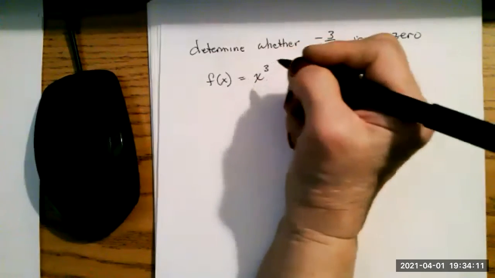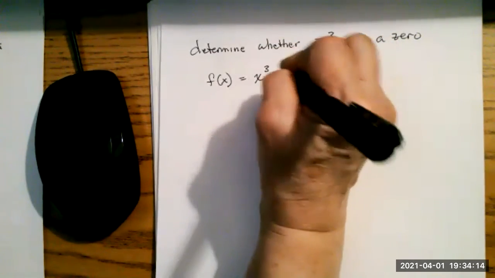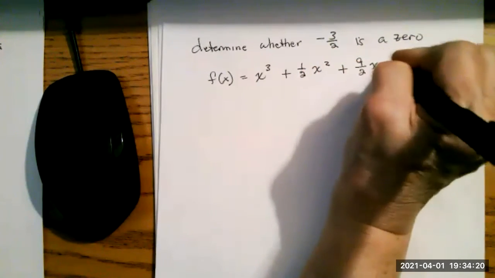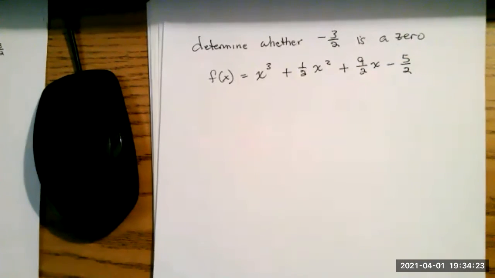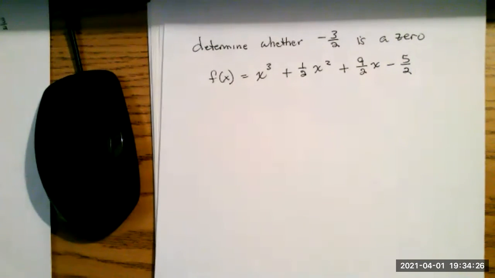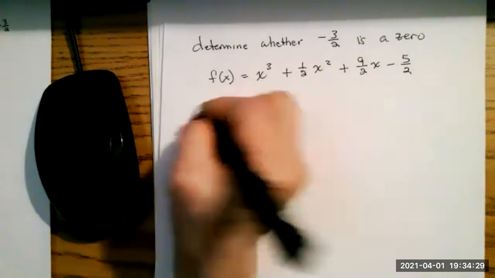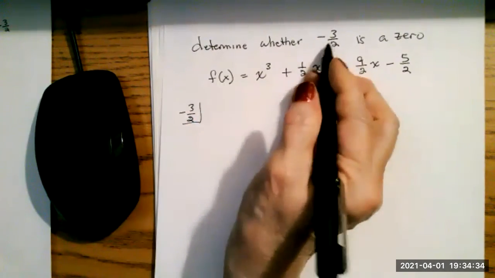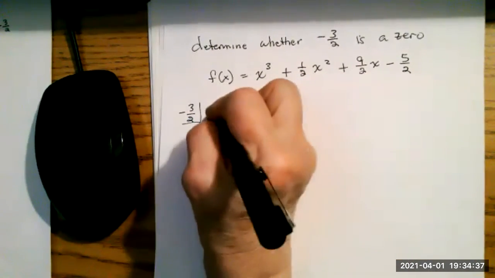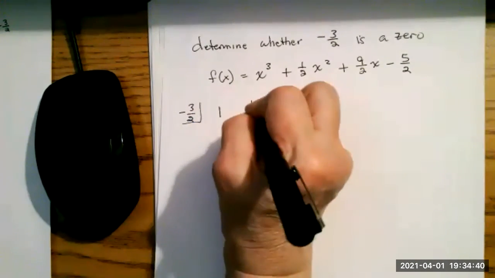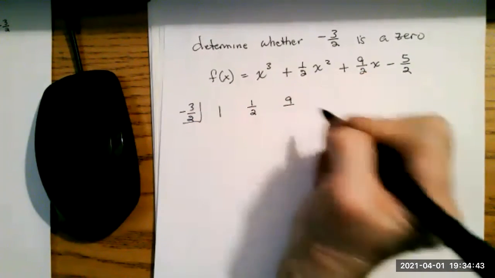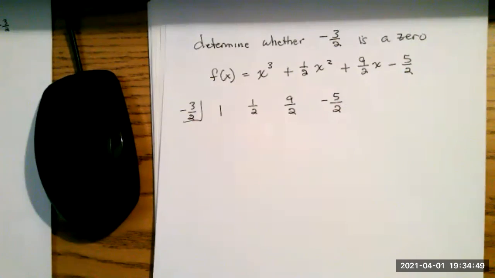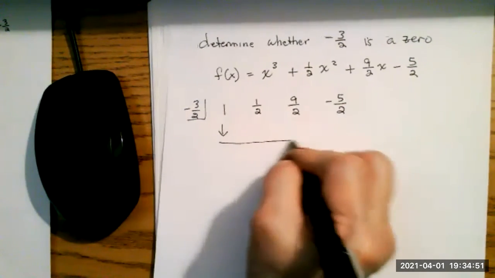You have x cubed plus 1/2 x squared plus 9/2 x minus 5/2. We're going to do it with the fractions in it first. So I'm going to put -3/2 over here. And notice I don't change the sign because it's not in that binomial form. 1x cubed, 1/2 x squared, 9/2 x, -5/2.